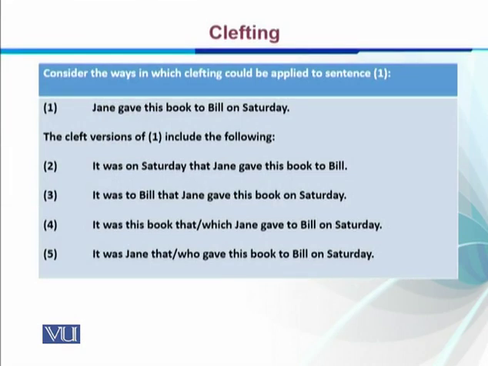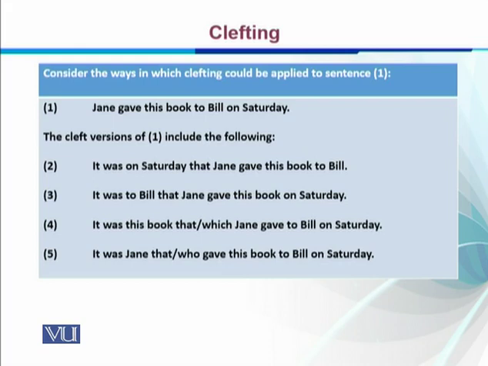So this sentence 1 can have cleft versions. In 2, it was Saturday that Jane gave this book to Bill. In 3, it was Bill that Jane gave this book to. In 4, it was this book that or which Jane gave to Bill. And in 5, it was Jane that or who gave this book to Bill on Saturday.